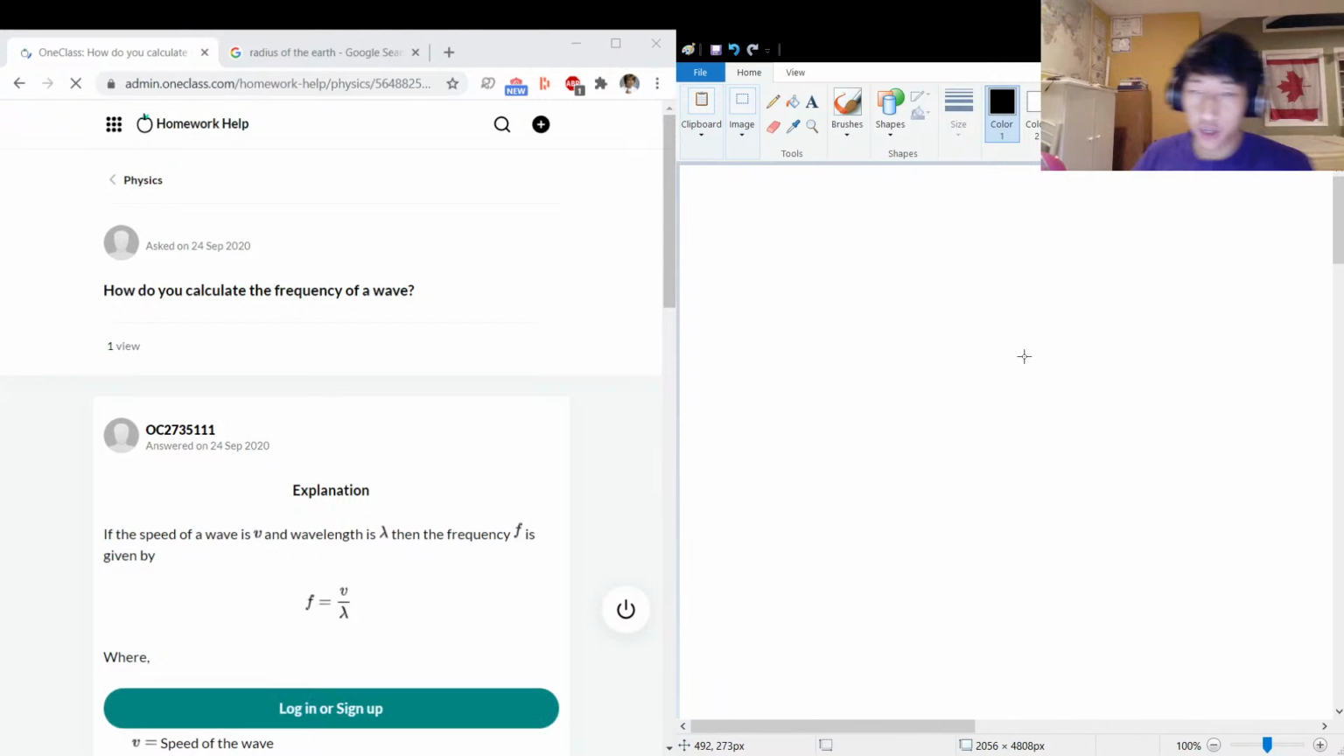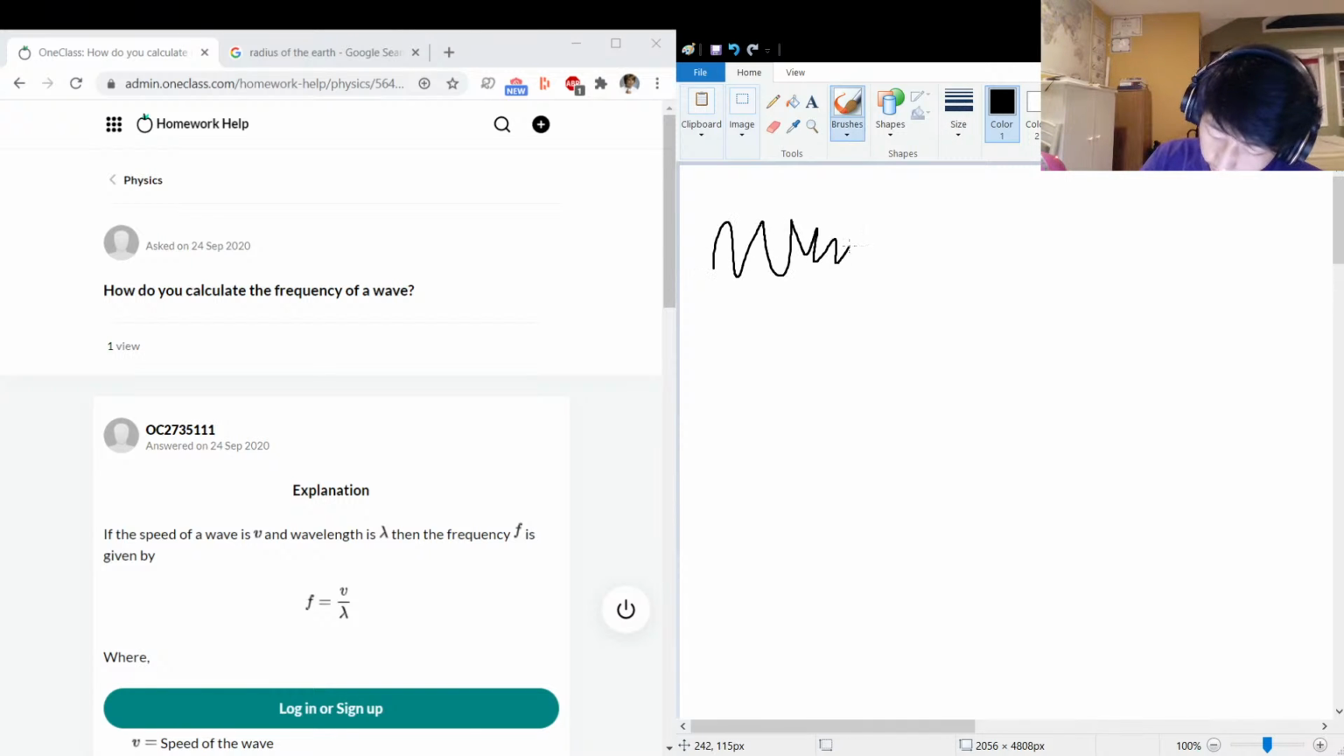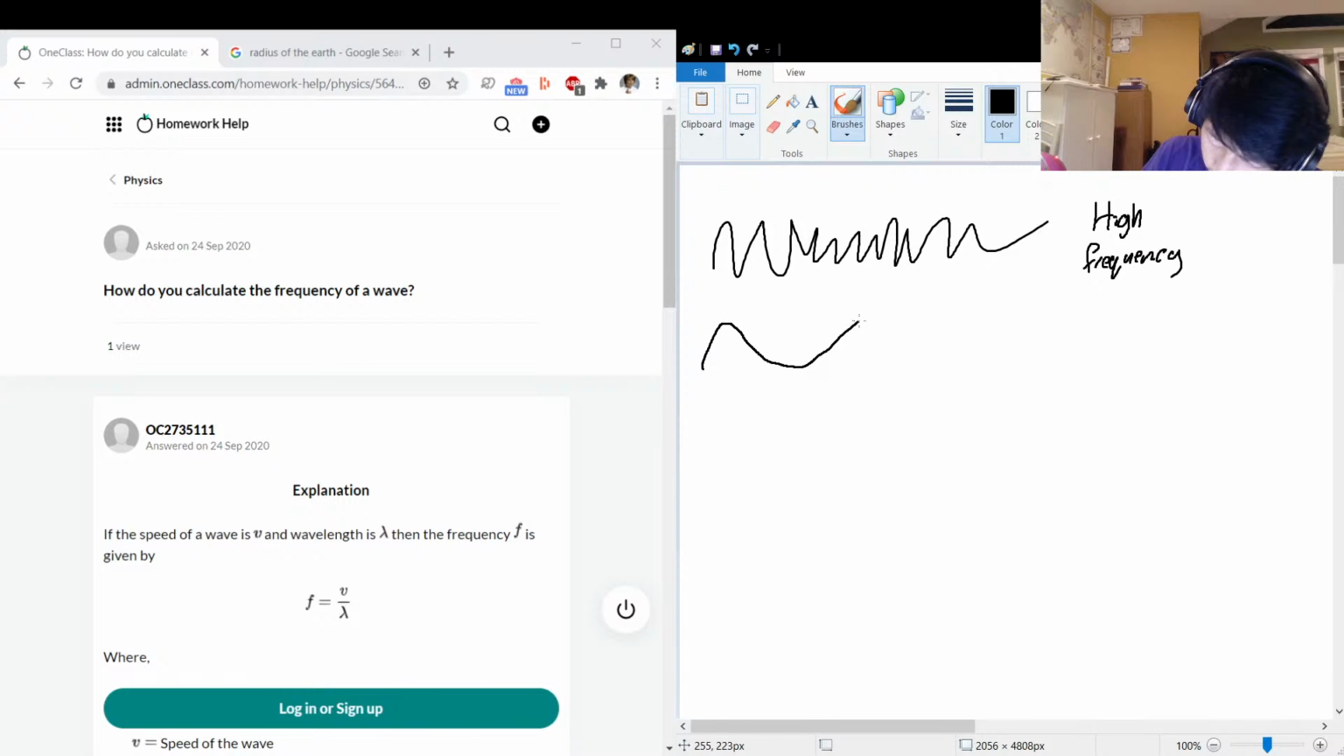Now, the next question on the menu today is, how do we calculate the frequency of a wave? The frequency of a wave is essentially how many times it occurs per second. A wave like this would be high frequency. A wave like this would be low frequency.